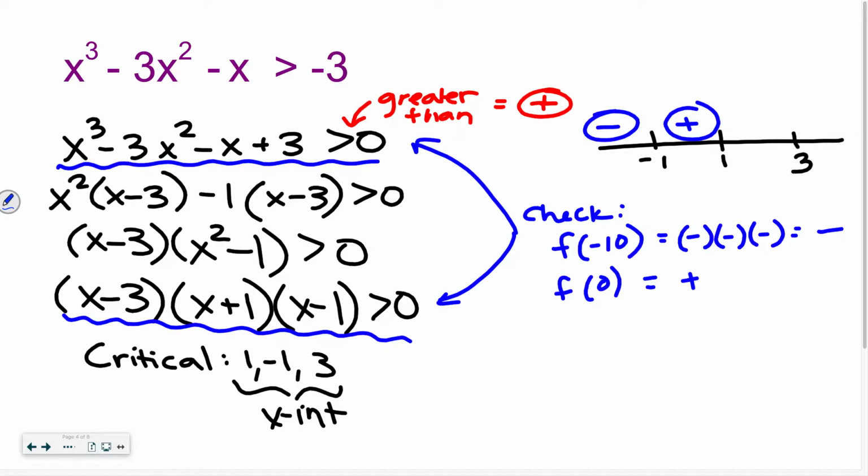Okay, check probably 2. I don't want to use the original function up at the top, because I have to do 2 cubed is 8, minus 12, minus 2. Then I actually have to calculate the numbers. Down here I can just say 2 minus 3 is negative. 2 plus 1 is positive. 2 minus 1 is positive. So this is a negative times a positive, which is a negative.